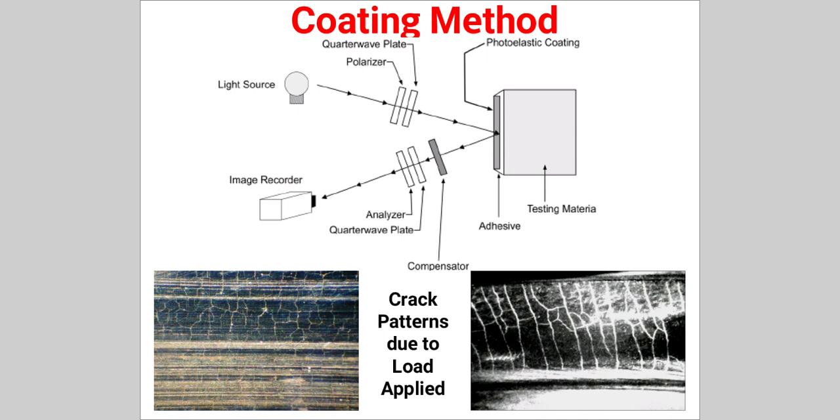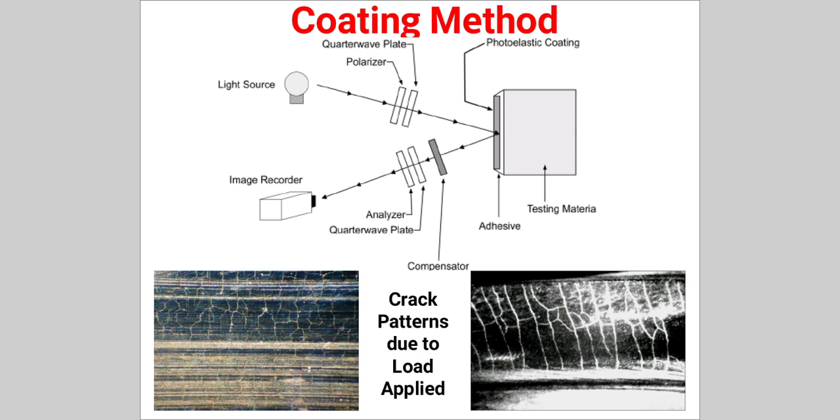Now the second technique is called the coating method. So that coating method is called a qualitative method, because in this method you will not get the result in the form of quantity, you will get the result in the form of quality. That means by observing the quality of the figure, by observing the quality of crack patterns, we have to decide whether stress is low, medium or high.